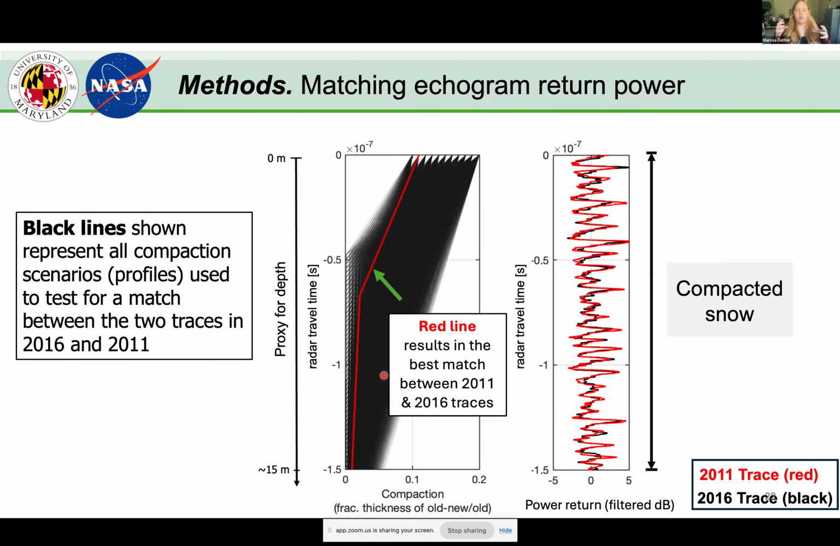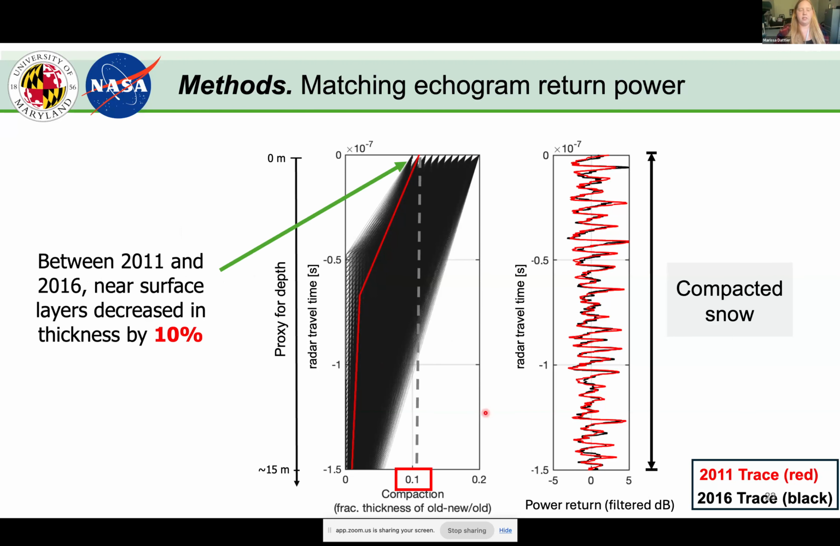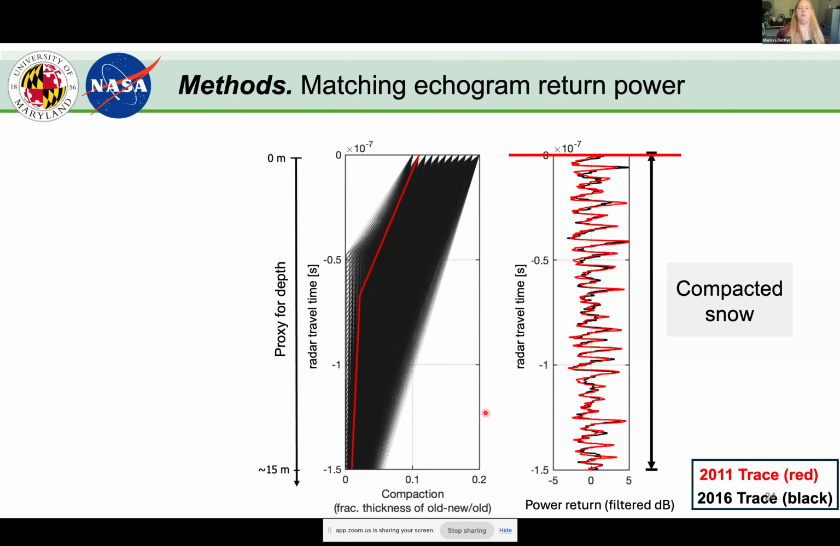And then we choose which compaction profile creates the lowest root mean squared error between these two. And we select that line. And so that's the red line here. And we can see that the compaction near the surface is 0.1, meaning that the near surface layers decrease in thickness by about 10% and lower as you go down with depth.